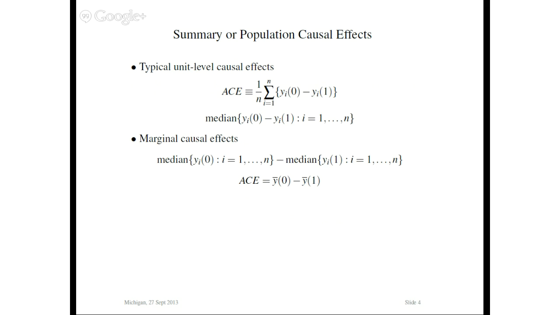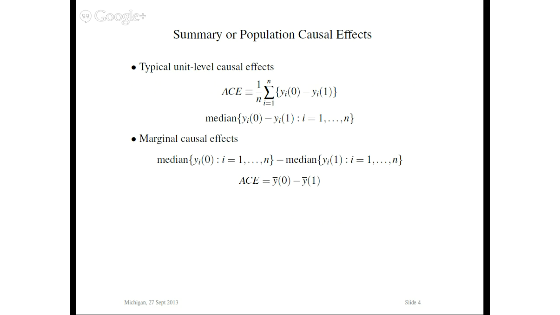So we might ask, well, what's the median outcome if everybody was unexposed, compared to what is the median outcome if everybody was exposed? So these are marginal causal effects in the sense that I'm getting some measure of central tendency of the marginal distribution of the Y0s and comparing that to the marginal distribution of the Y1s. Of course, the average causal effect, you can think of that either way as a typical unit level causal effect or a marginal causal effect.